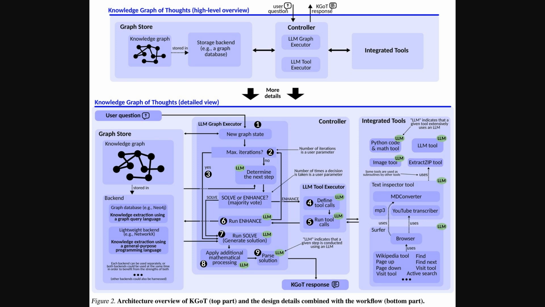Okay, so building on that iterative process we saw, this next figure really breaks down the KGoT system architecture itself. We can see the main modules, the graph store, where the knowledge graph actually lives. The integrated tools block showing a wider range like Python code tools and text inspectors, and critically a controller orchestrating the whole thing. What's really detailed here is how the controller uses two LLMs, one focusing on the graph state and another on calling those tools. It also shows different backend options for the graph, like Neo4j or NetworkX, and that core decision loop, where the system decides whether to enhance the graph more or try to solve.